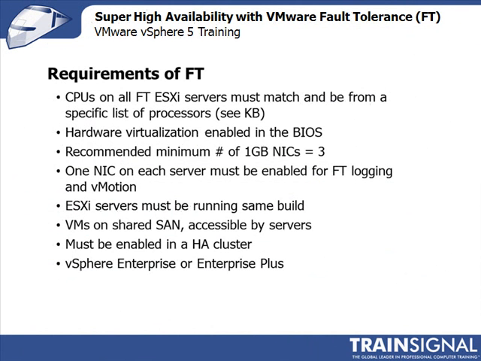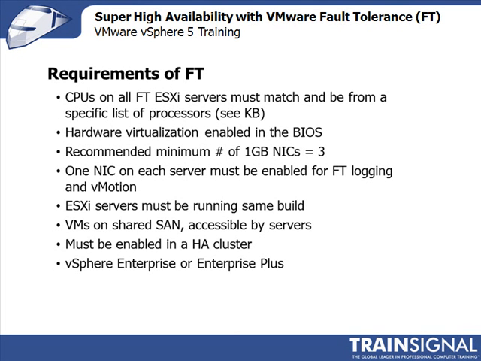Fault tolerance has a recommended minimum number of 1 gigabyte NICs on each server, and that is 3. So 1 just for the standard VM kernel interface, 1 for vMotion, and 1 for fault-tolerant logging. And, oh, by the way, 1 NIC on each server must be enabled for fault-tolerant logging and vMotion. Of course, they recommend you separate that out.